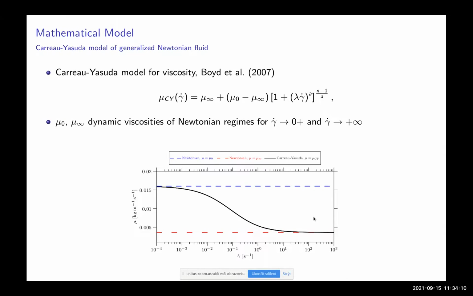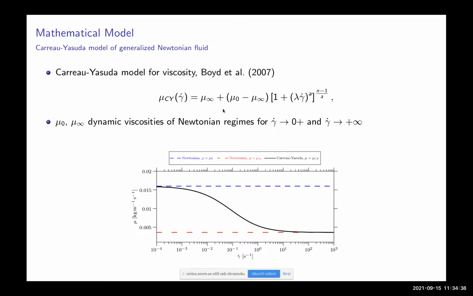There are several models for generalized Newtonian fluid, and in our work we used the Carreau-Yasuda model, which prescribes the following formula for the viscosity dependent on the shear rate. On the right side, you can see two limit viscosities, eta infinity and eta 0, and then there are three other parameters, lambda, a, and n, and here is the shear rate.